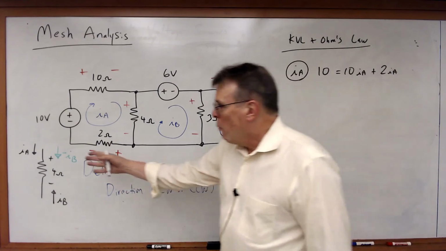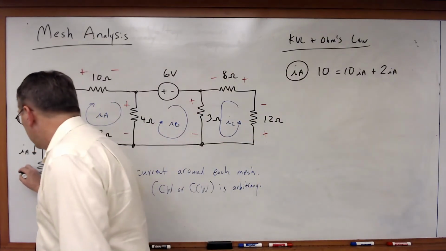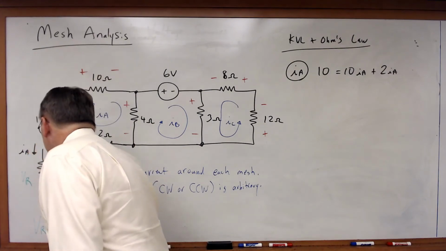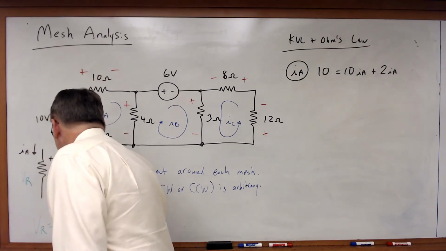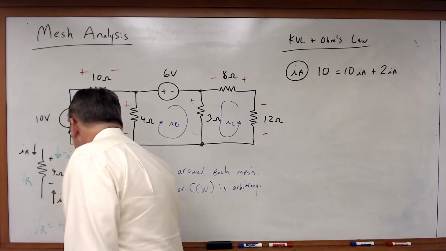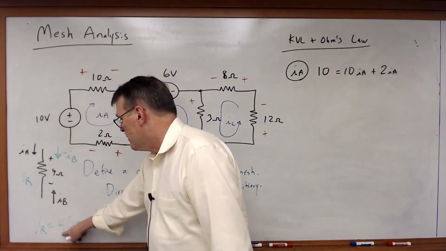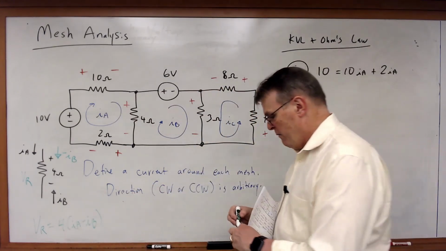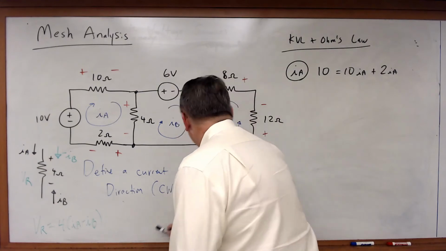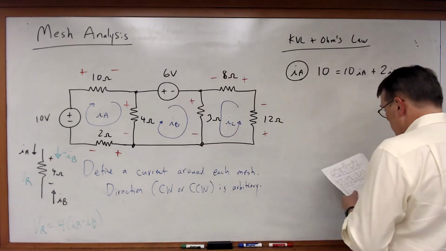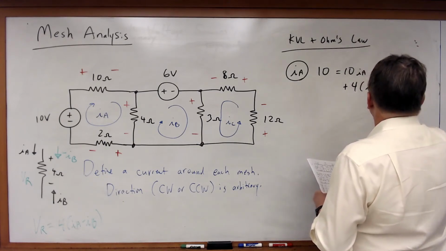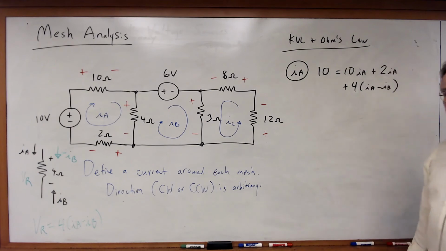So therefore, what is the voltage across this resistor? If I call this VR, what is VR going to be equal to? VR is going to be equal to 4 times IA minus IB. V is equal to 4 times I. It's the difference between those two currents. Therefore, I can now write this last one and say this is equal to 4 times IA minus IB. So that's for mesh A.